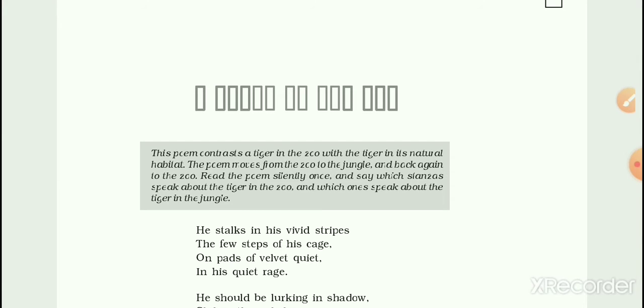In this poem, we see the animal tiger, the royal one, but how his life differs when he is living inside a cage in a zoo and when he lives freely in his own natural habitat, that is in a forest.